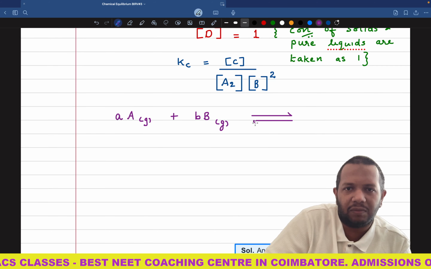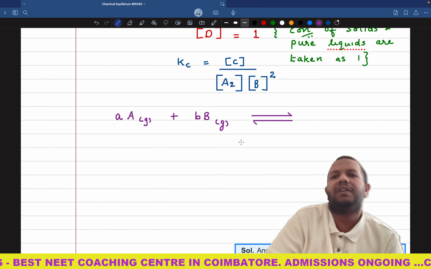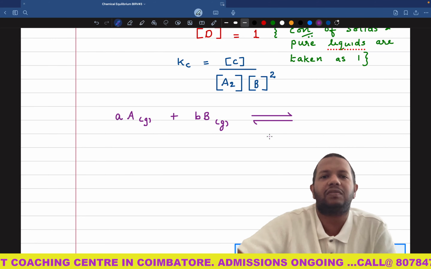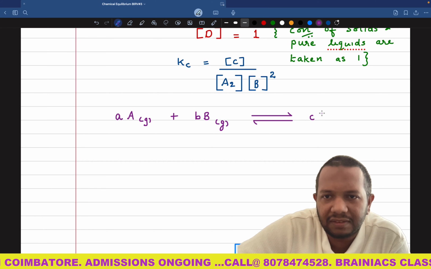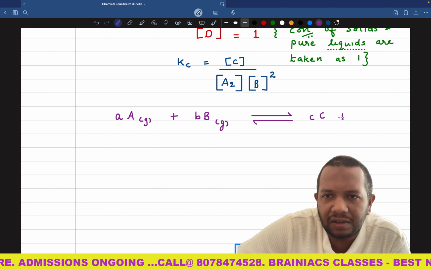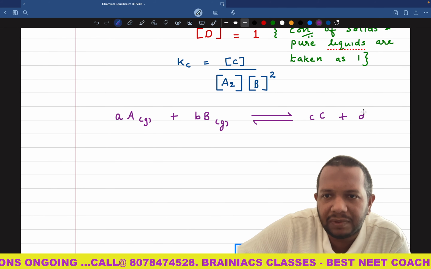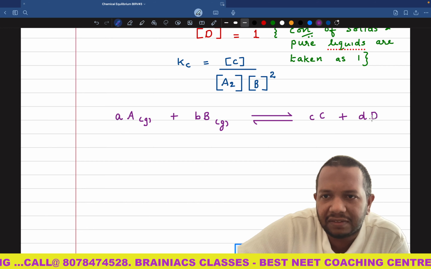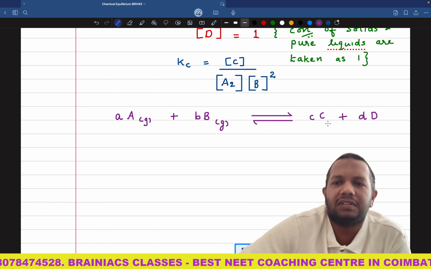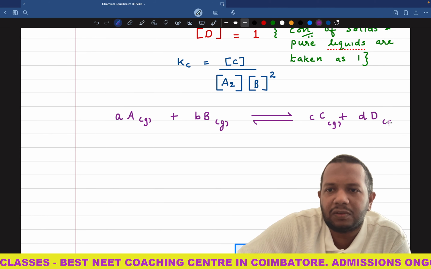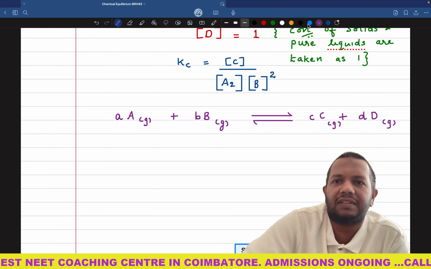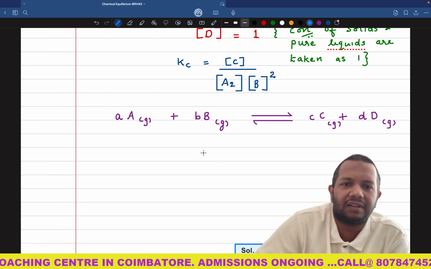Or we say, can anybody tell, when the concentration of reactants and products will not change once the equilibrium is reached. So we can say cC and you have dD. Consider a reaction like this is present. This is also a gas. Let us assume this is also a gas. This is also a gas. So in this case, how will you apply Kc, sir? How will you apply Kc?